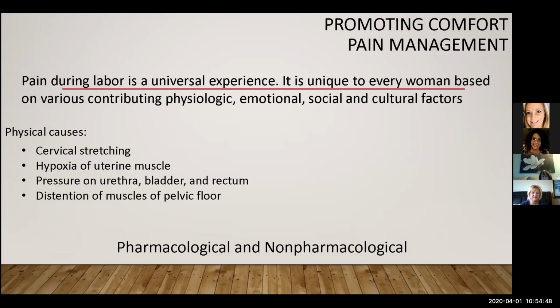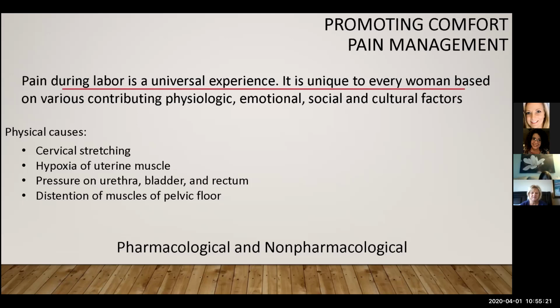All right, so pain during labor. We talked about how it's a universal experience. All women are going to experience some level of discomfort or pain during their labor and birth. It's unique to every woman based on various contributing physiologic, emotional, social, and cultural factors. Some cultures are very stoic in their labors, and that cultural impact might not lend itself to showing us how uncomfortable she truly is.